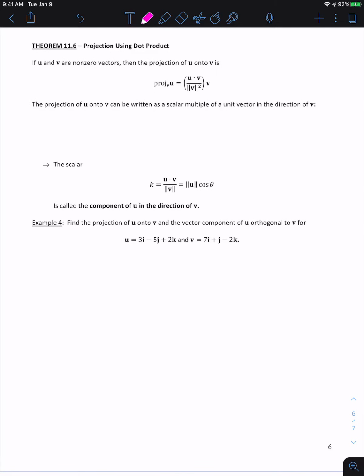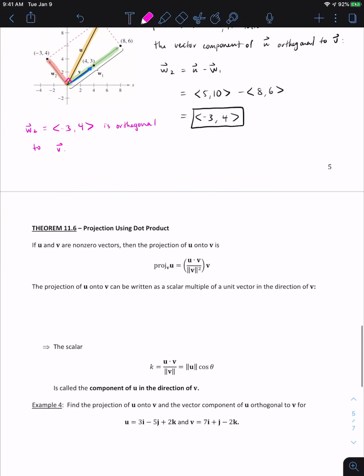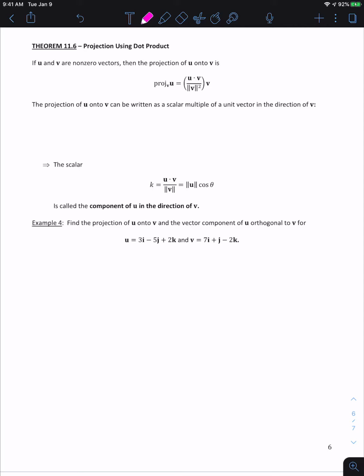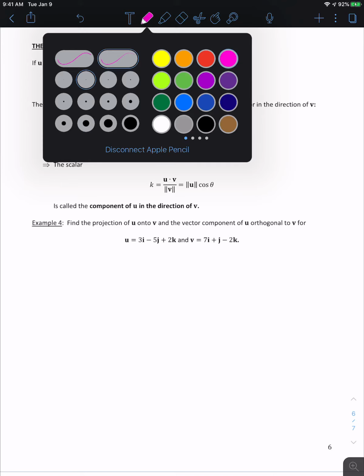Okay, so now let's look at projection using the dot product. Another way we can find the projection of u onto v is, actually in the other case we didn't find it, we were given it and we found something else. But now if I wanted to find it, here's my formula. If u and v are non-zero vectors, then the projection of u onto v is given by u dot v over the magnitude of v squared times v. And that makes sense because this guy right here is a scalar, so it's some scalar multiple of v.